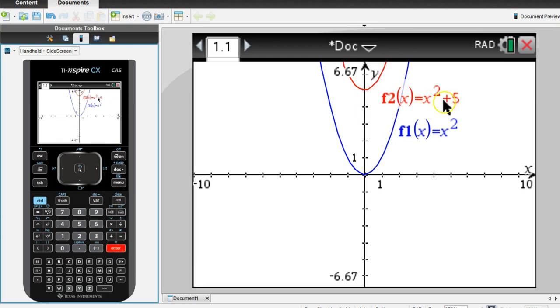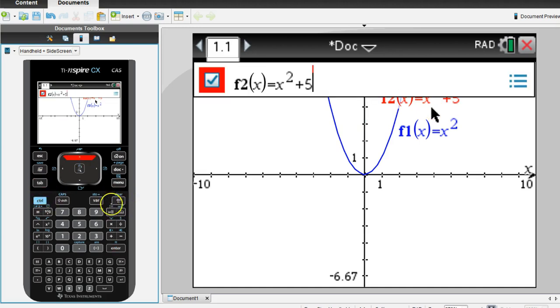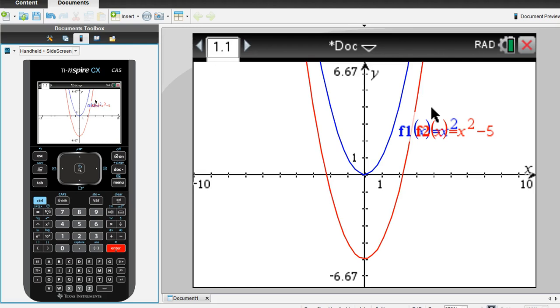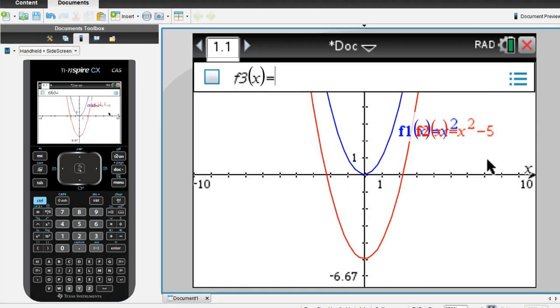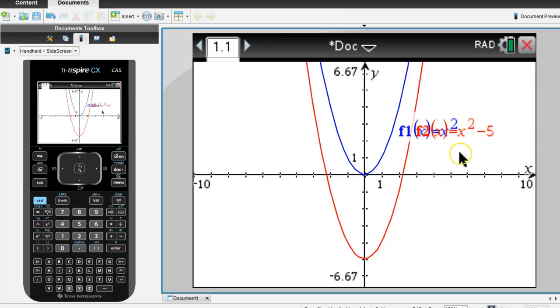What if I put a minus? So what if instead of plus 5, we change that to a minus 5? Well, instead of shifting up 5, now it would shift 5 down. The horizontal shift is opposite. The vertical is not. When it's positive, it shifts it up. Negative shifts it down.